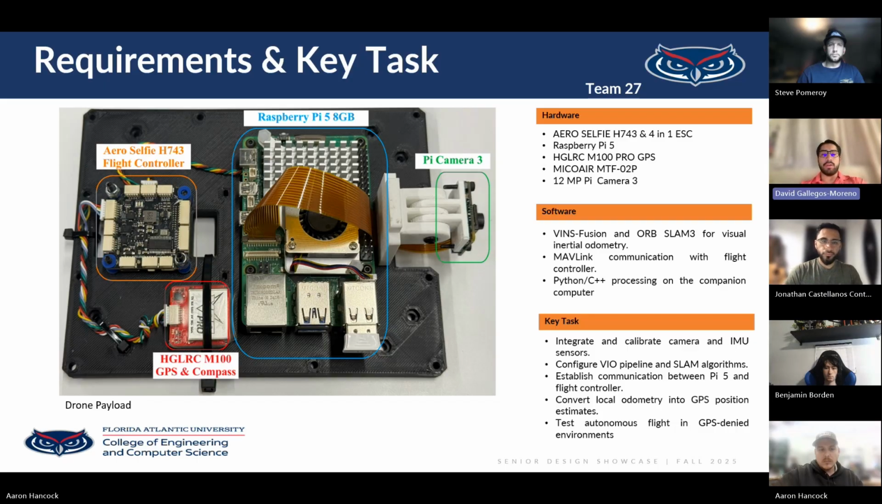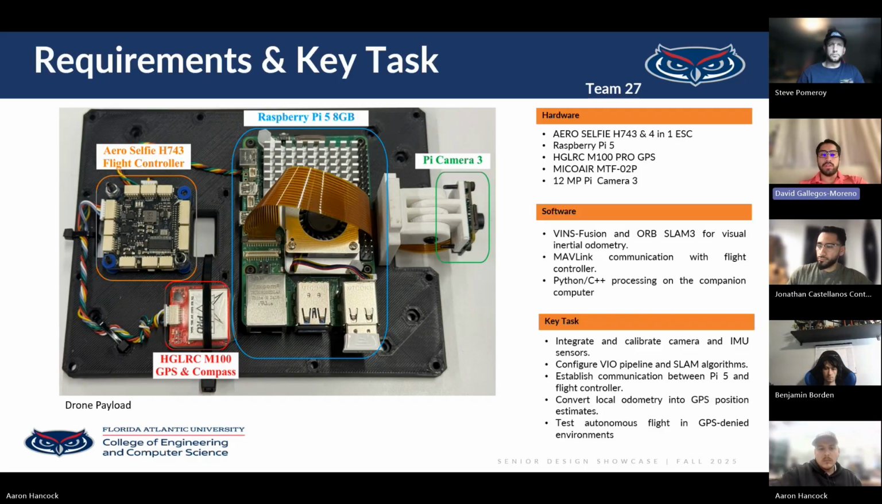Anyhow, we get into the hardware, where we have an Aeroselfie H743 and a 4-in-1 ESC to power the motors. This is not included in the picture here on the left, but will be on the next slide. The Raspberry Pi 5 as a companion computer, HGLRC M100 Pro for GPS. This is just to get a ground truth for our algorithm. Mikoto MTF-02P, which is our optical flow sensor, and our 12 megapixel Pi Cam 3, as you can see on the front side of the drone.